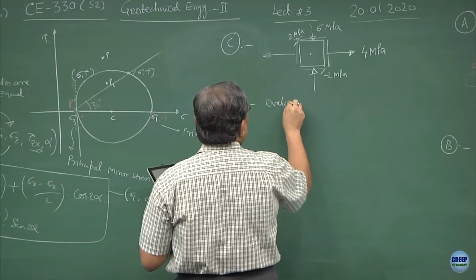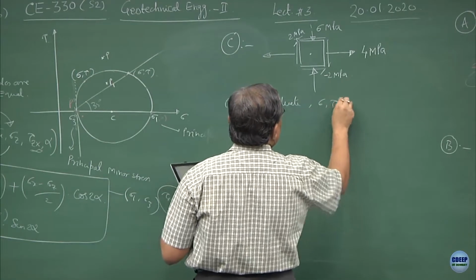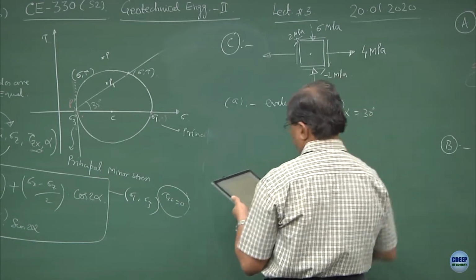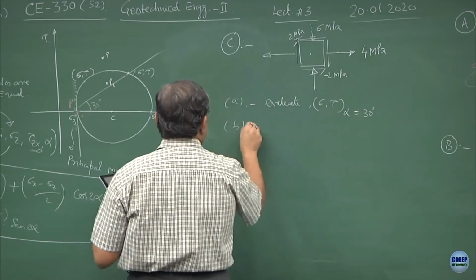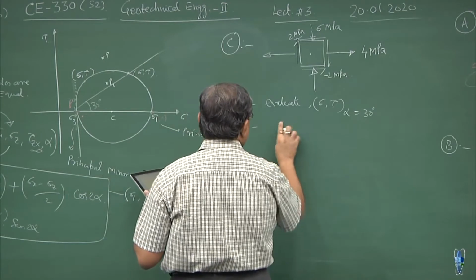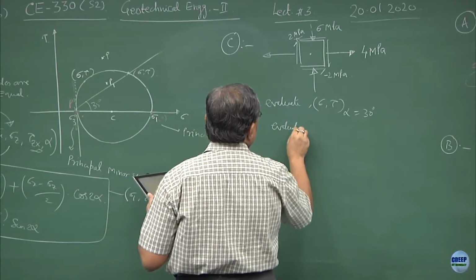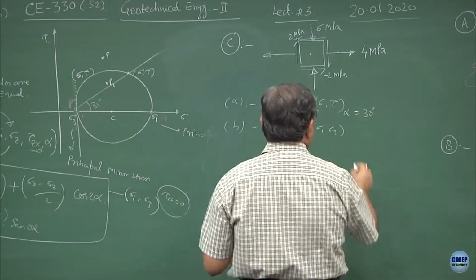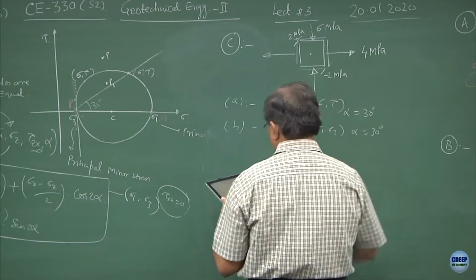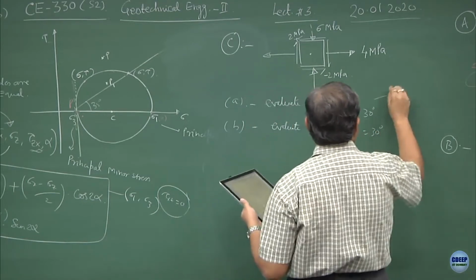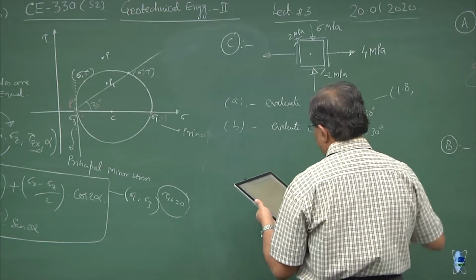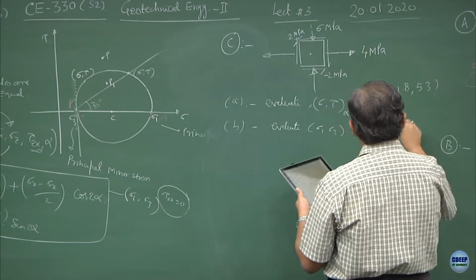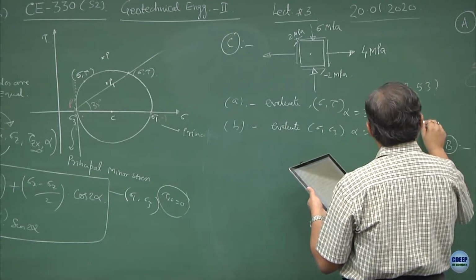Evaluate sigma and tau, that is the state of stress at alpha equal to 30 degree. B, evaluate sigma 1 sigma 3 when alpha equal to 30 degree. So, this will come out to be, take a graph paper and analyze this. This will be 6.4, minus 4.4.